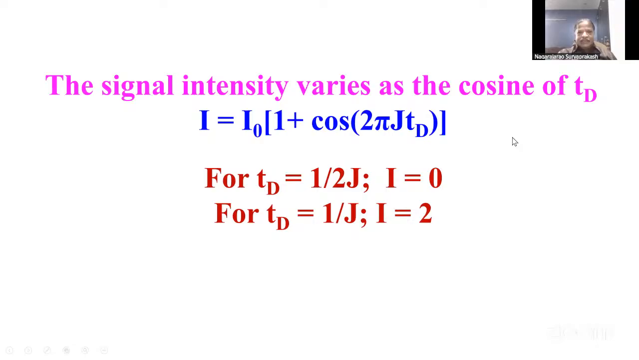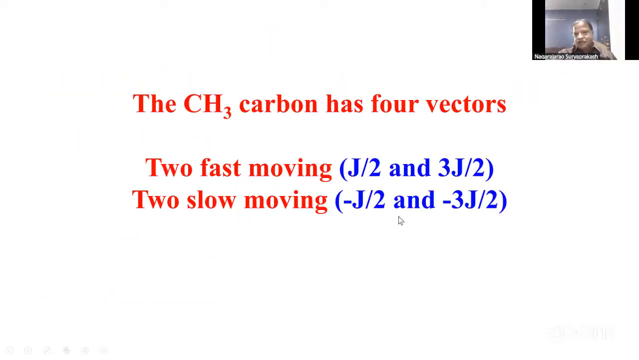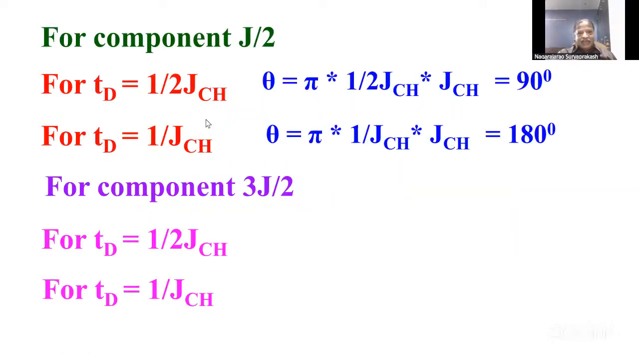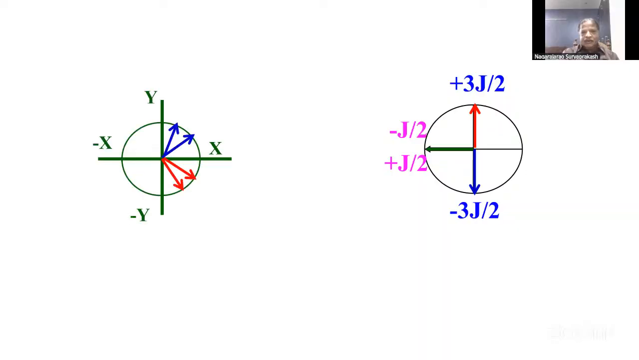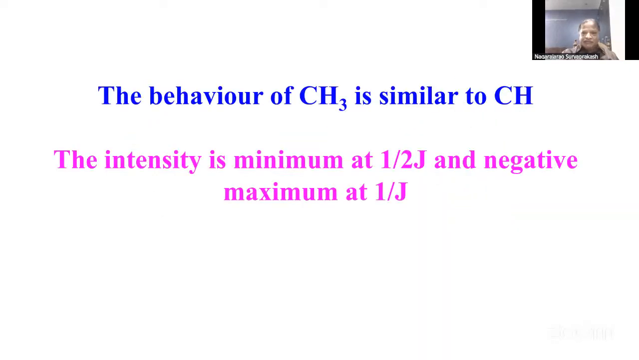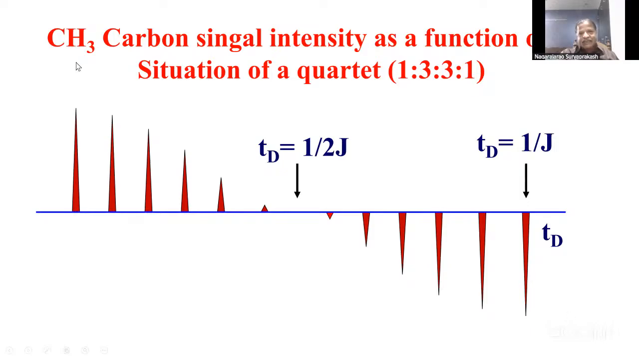Go for the other one, CH3. CH3 has 4 vectors. 2 are fast moving, 2 are slow moving. And again, you see that one component is moving 3 times faster. Doesn't matter. Finally, the 2 fast moving components and 2 slow moving components behave exactly like CH carbon. Remember, it behaves exactly like CH carbon. In CH also we saw this, at 1 over 2J it was 0, at 1 over J it was negative. Exactly what happens for CH3 carbon.